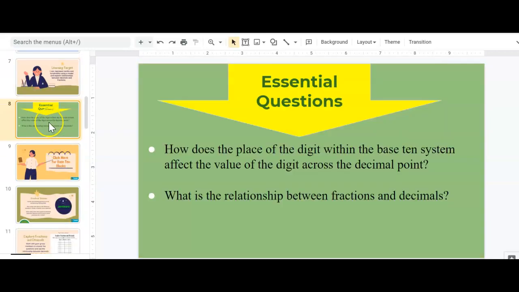Now, our essential questions for the entire Unit 6 are going to remain the same. We're just going to continue to build upon them. How does the place of a digit within the base 10 system affect the value of a digit across the decimal point? And what is the relationship between fractions and decimals?